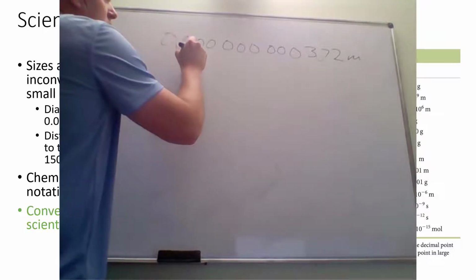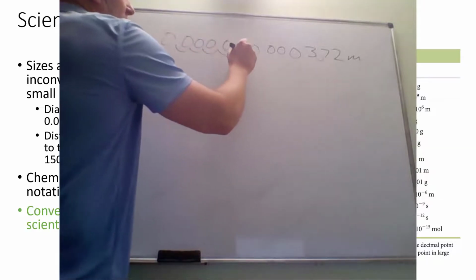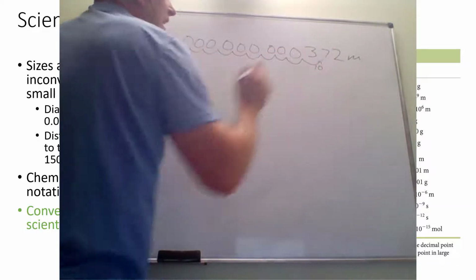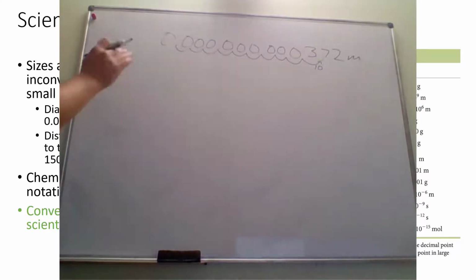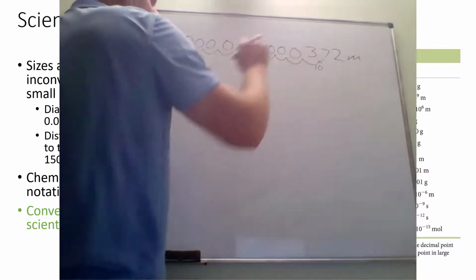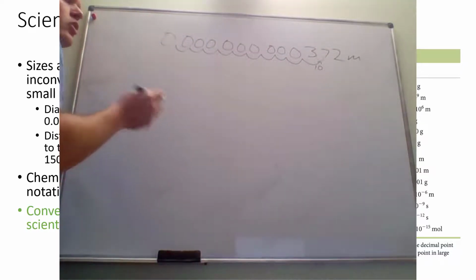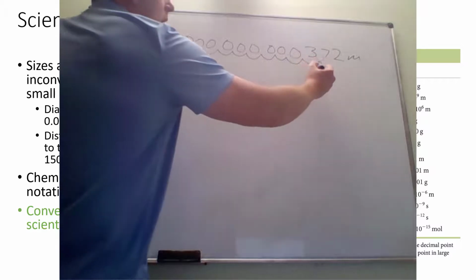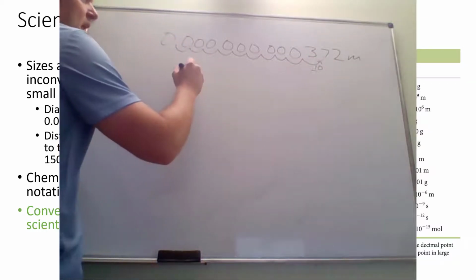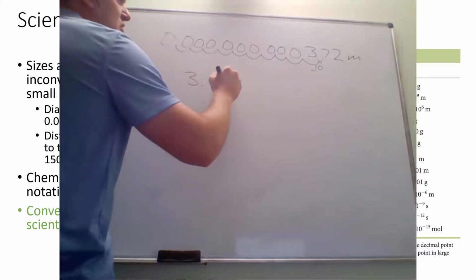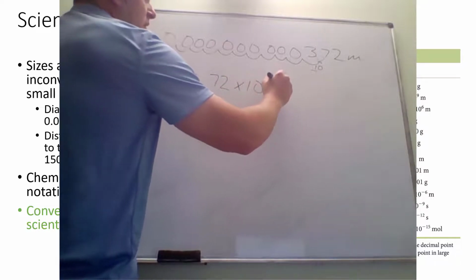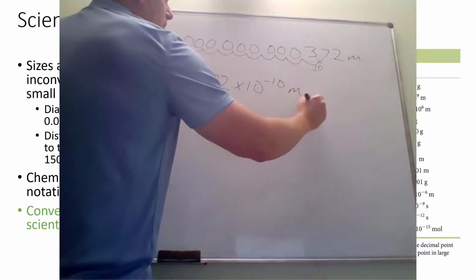So we're moving 1, 2, 3, 4, 5, 6, 7, 8, 9, 10. So we've moved that 10 spaces to the right. And so whenever we move a decimal place to the right to make a number smaller, we're going to raise that value to a factor of 10 to the negative of however many places we move. So this would now be 3.72 times 10 to the negative 10 meters.